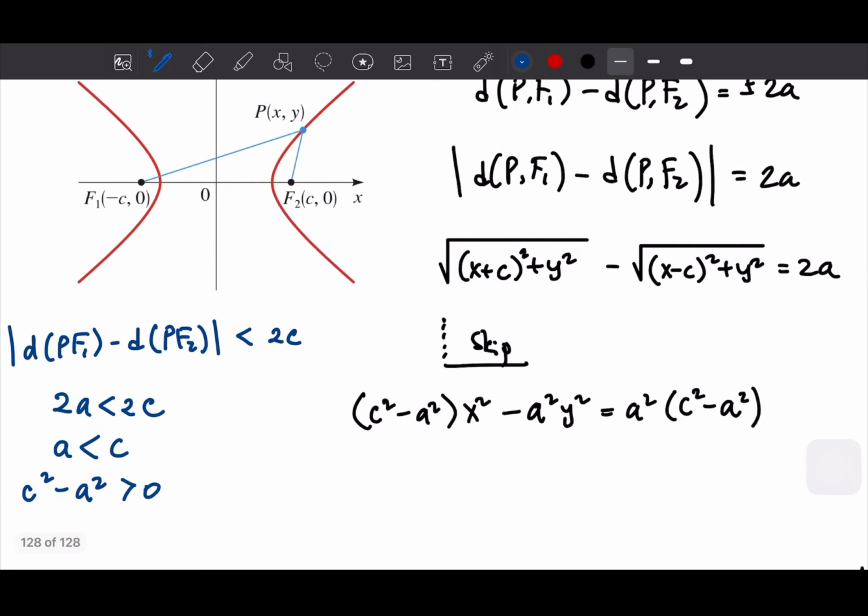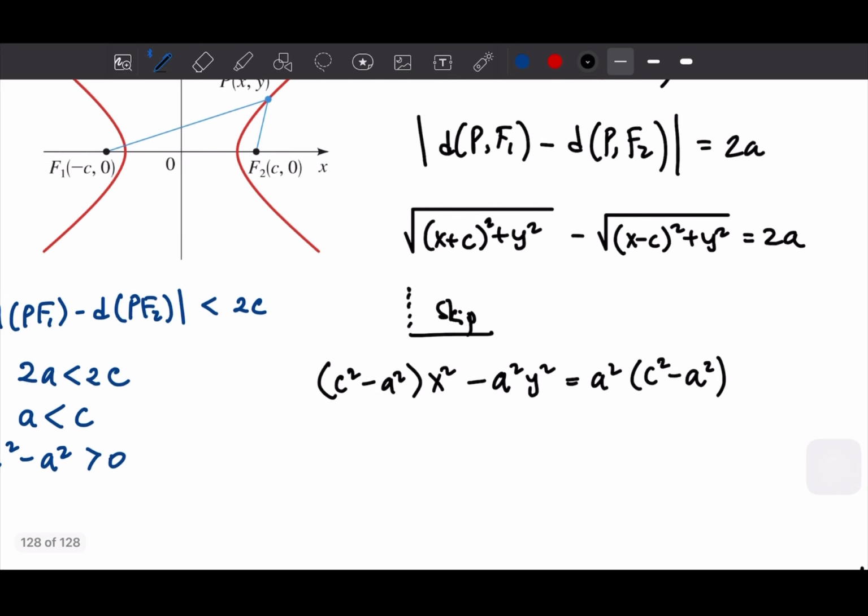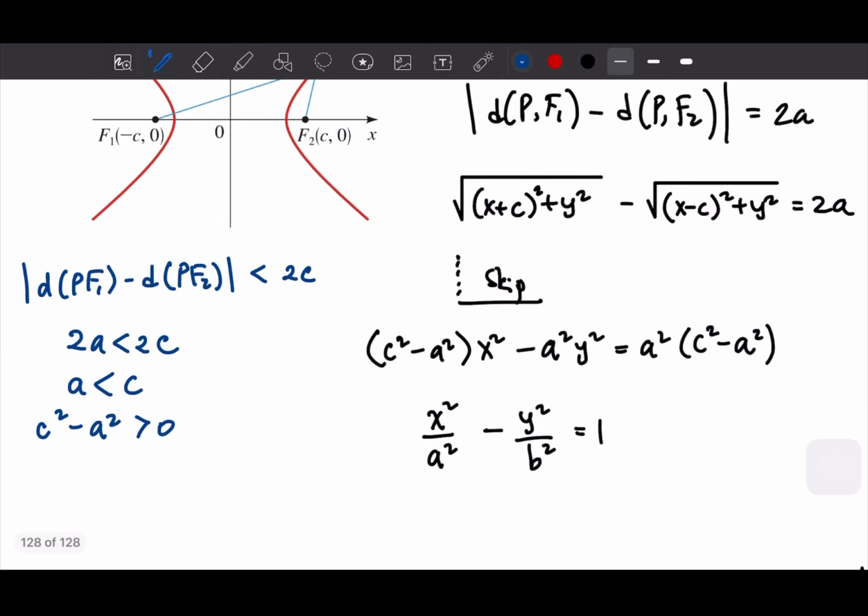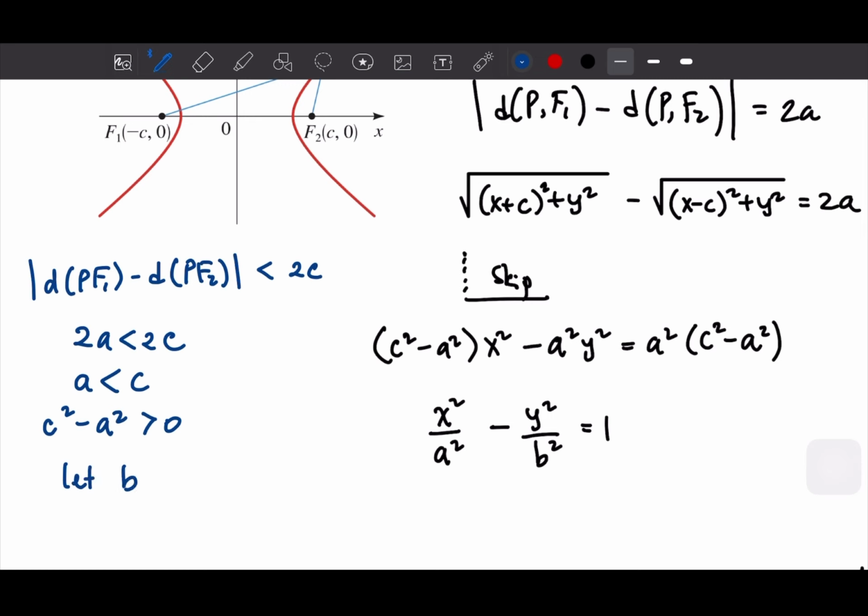So we could divide this and write x squared over a squared, and then y squared over b squared, and b squared is c squared minus a squared. So let b squared equal c squared minus a squared. Yeah, precisely the same process as the ellipse. But the difference is we have minus.